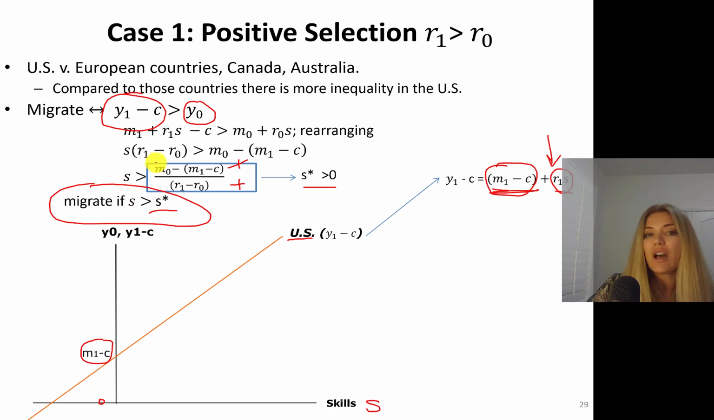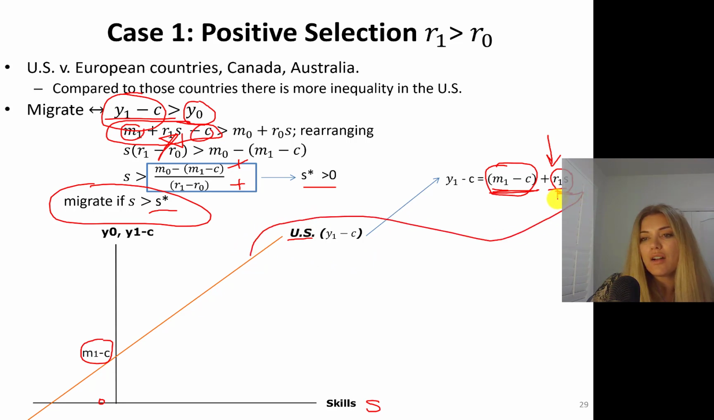Let me just tell you how we found it. Y1 minus C is M1 plus R1S minus C. I'm going to bunch M1 with minus C, they're together, plus R1S. So R1 is a positive number, the return in the US, and it is the slope.